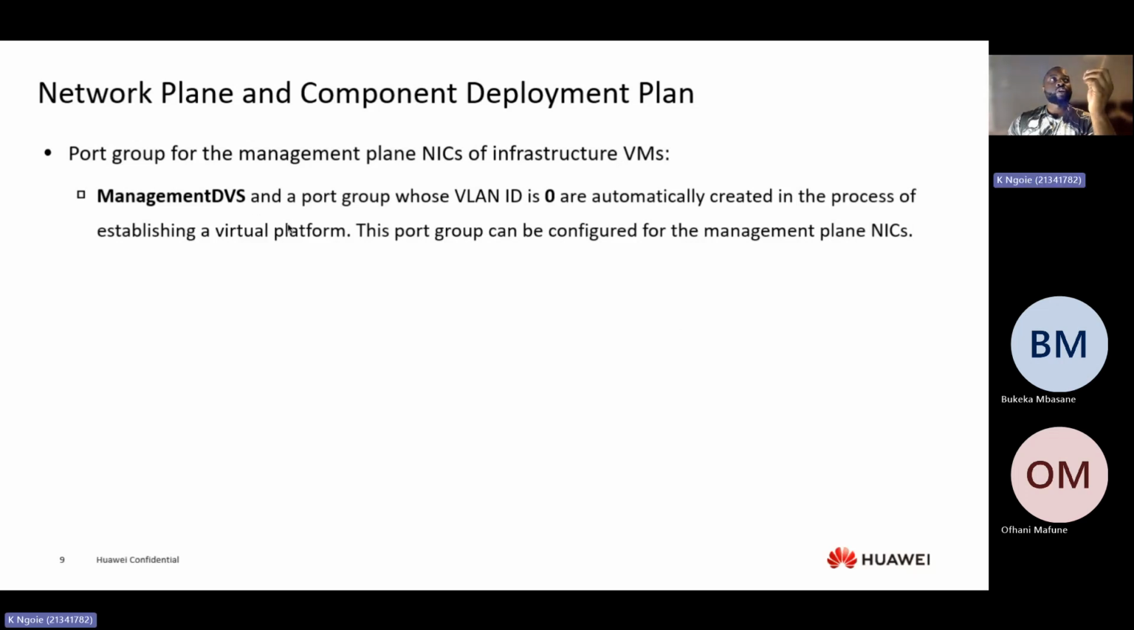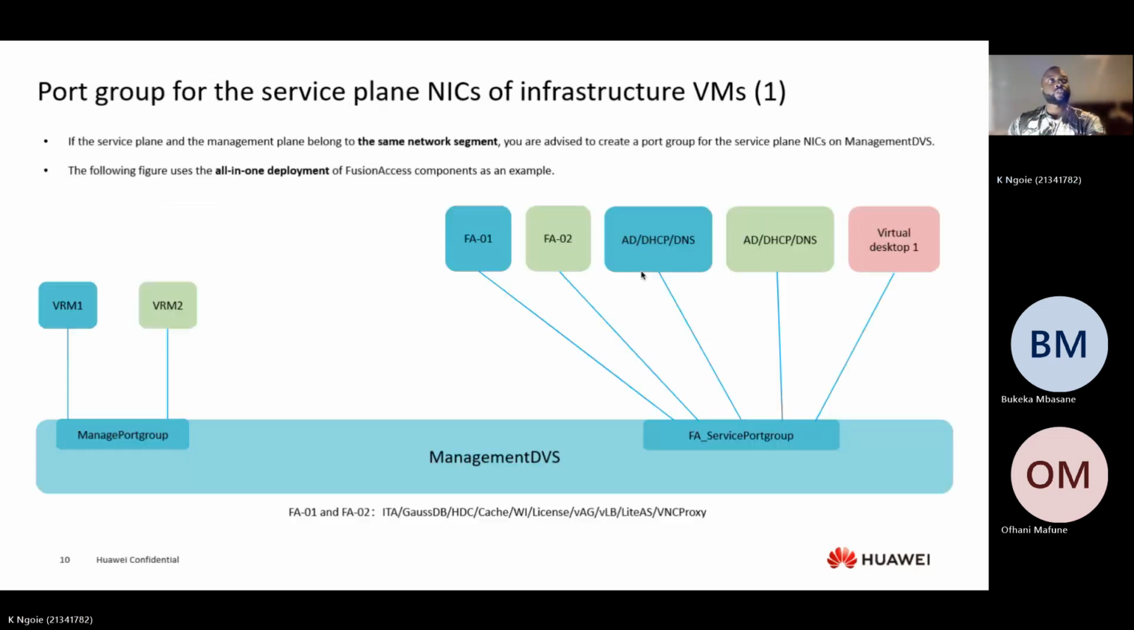All right. So if the service plane and the management plane belong to the same network segment, you will be advised to create a port group for the service plane. That means both planes use the same IP subnet for communication between infrastructure components, for example, between FusionCompute, Fusion Manager, and FusionAccess. So they will be using the same.